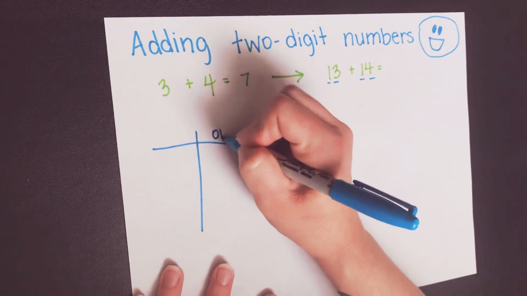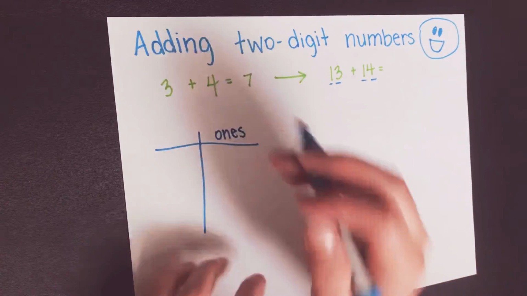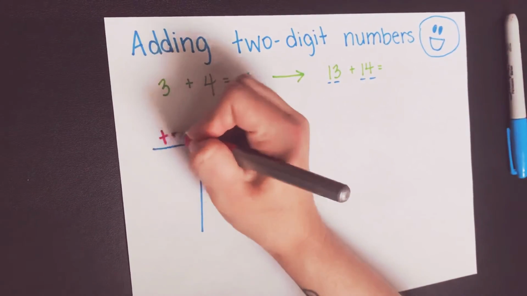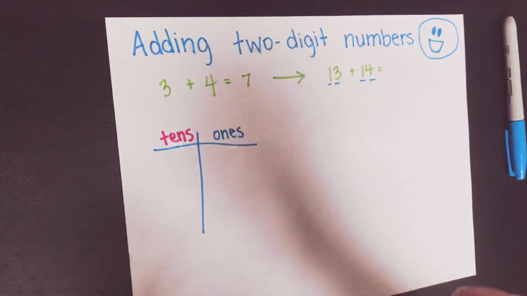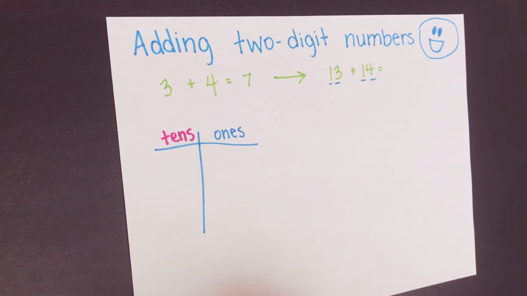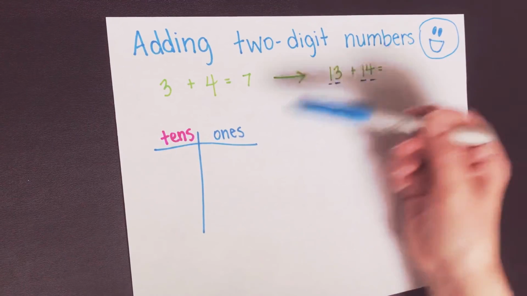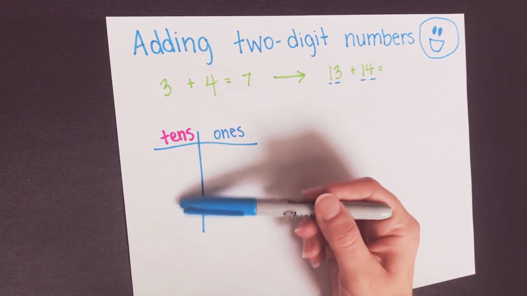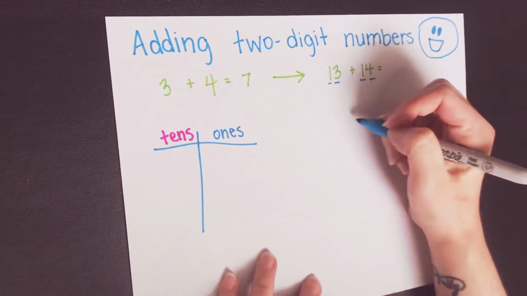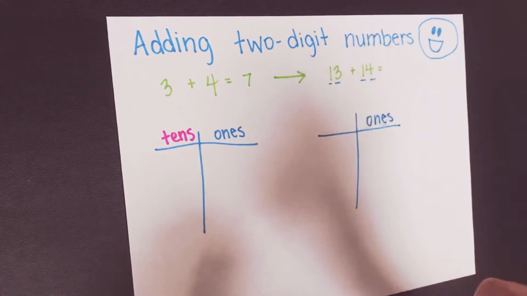So on the right side, I'm going to write ones place, or just ones. And then on this side, I'm going to write tens place. Ones place, tens place. Now, you can do this two different ways. You could write the digits, so I could write a 1 here and 3 here, and then a 1 here and a 4 here, or I could draw the base 10 blocks. And I think I might just do that on both sides, just so you can really see what I'm talking about. So ones, tens.